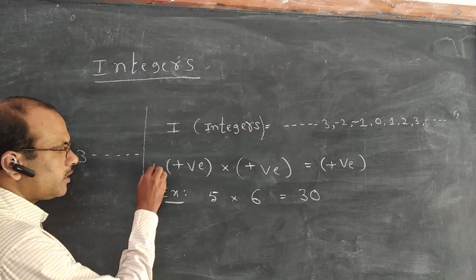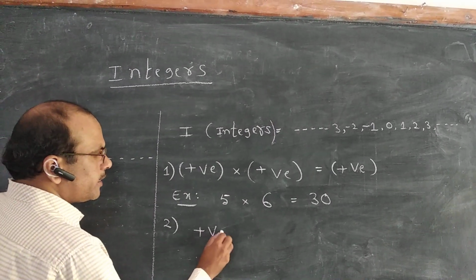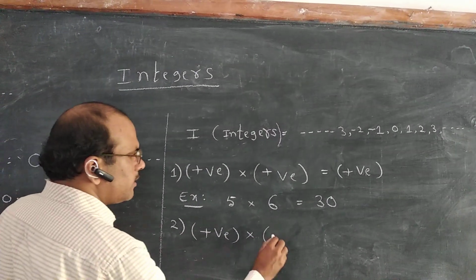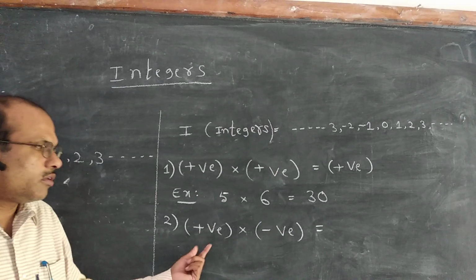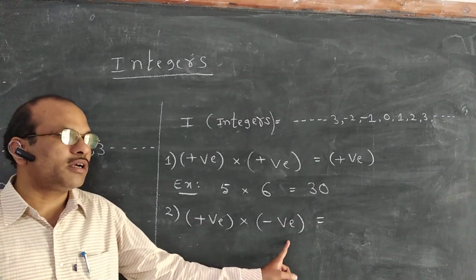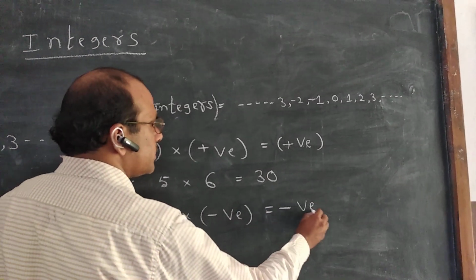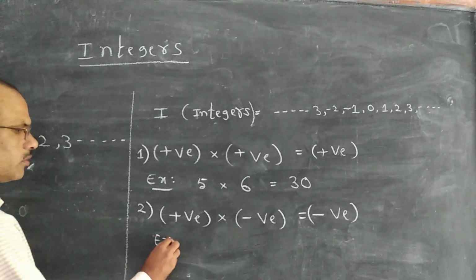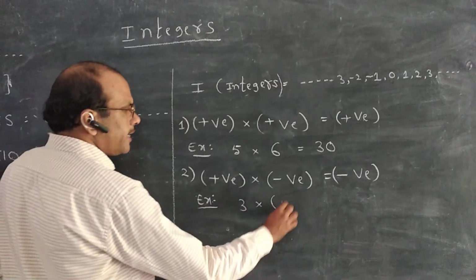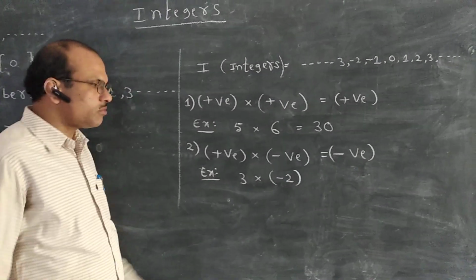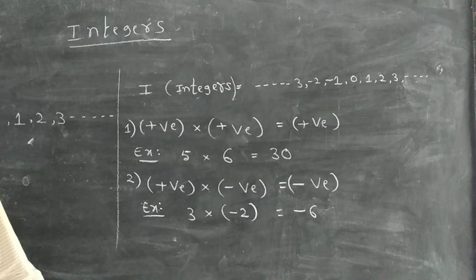Now coming to another set of products with their symbols. Let us take a positive integer and a negative integer. If we multiply two integers with a positive sign and a negative sign, then the result will be a negative integer. For example, 3 with a plus symbol is a positive integer, and a negative integer is minus 2. Then 3 into minus 2 is equal to minus 6, which is a negative integer.